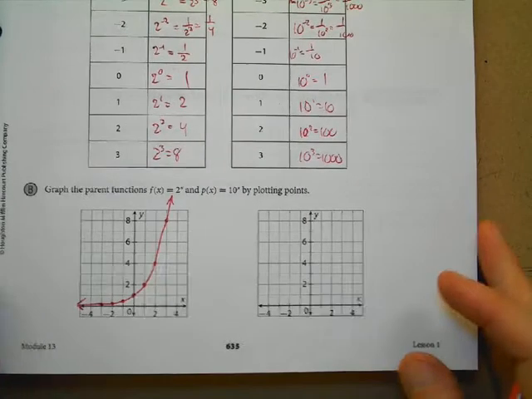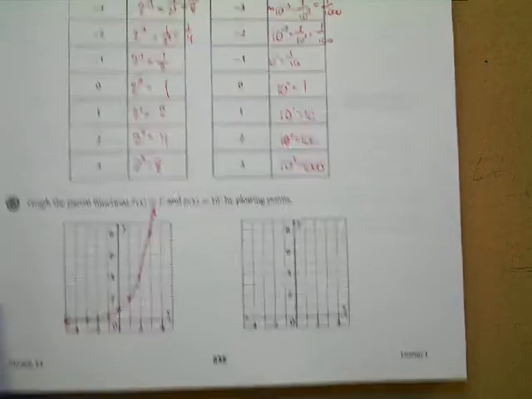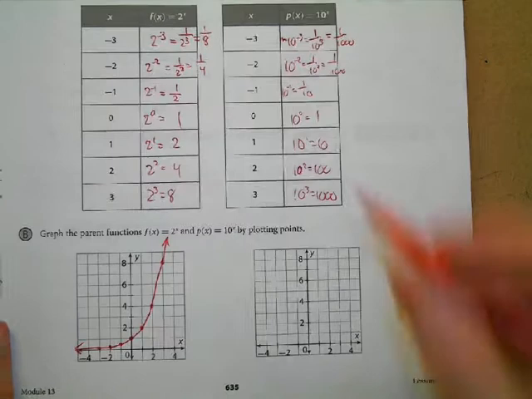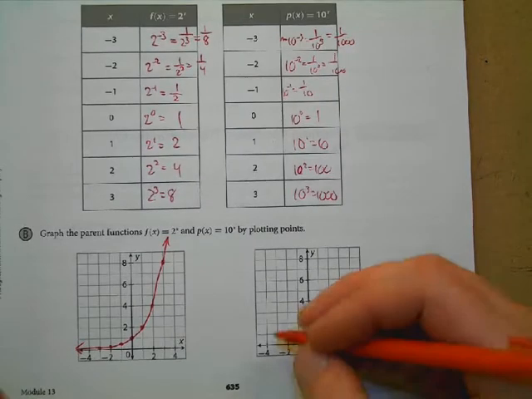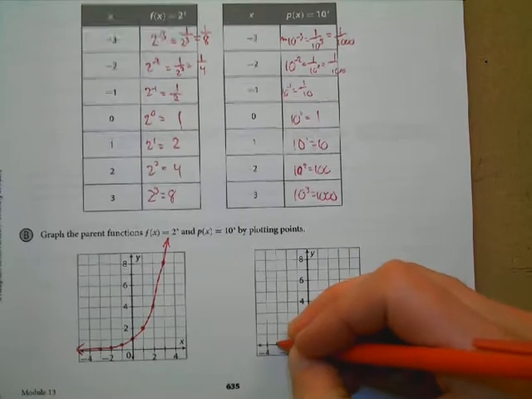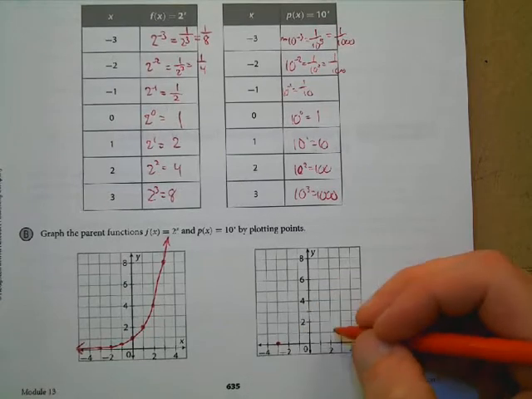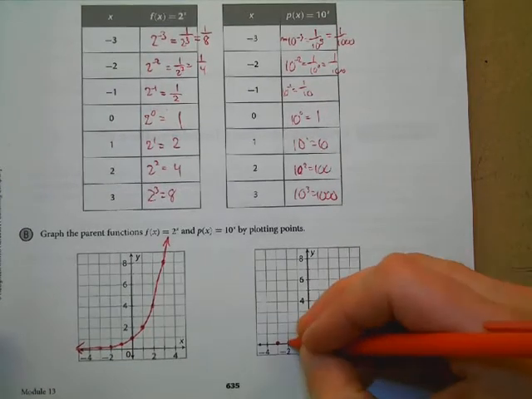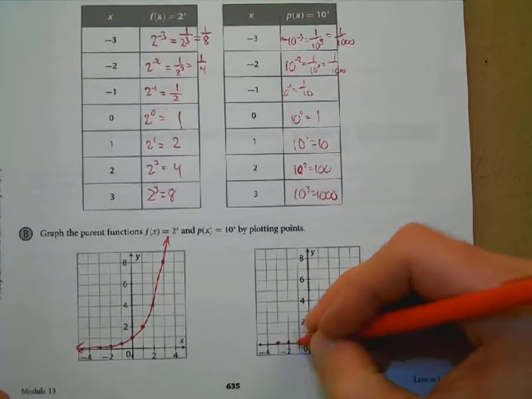So again, at -3, it's 1/1000. So that's almost impossible to graph. We'll just graph it really low, but almost 0. -2, 1/100th, also again really small. -1, 1/10th, also again really small. And then finally 0, 1, that's easy to graph.